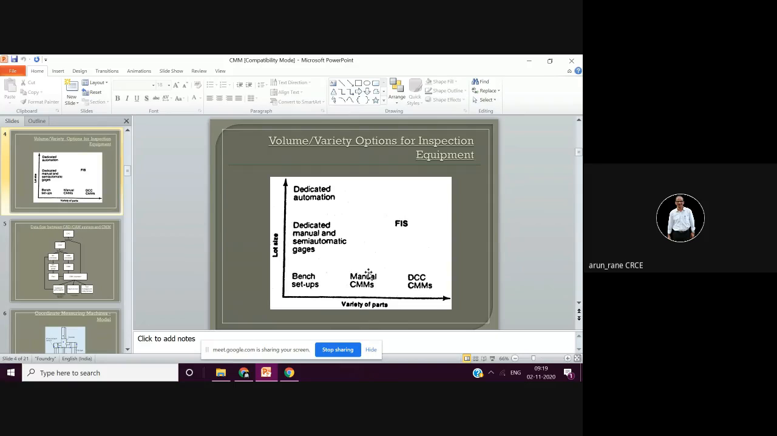So this is a graph of variety of parts and the lot size. This indicates that the variety of parts is more, but the quantity produced is less. So at that time your CMM has no replacement. You have to go for CMM because you are manufacturing only one or two items, and those items are also different items. So CMM is the answer.